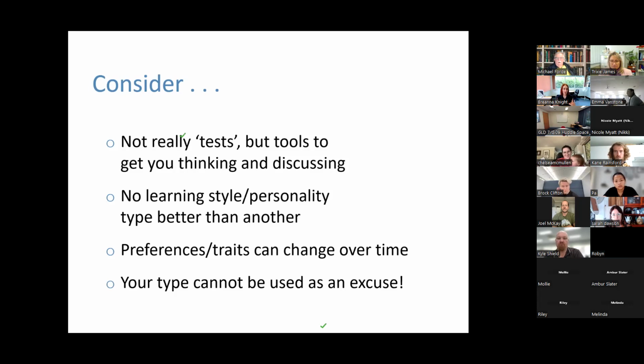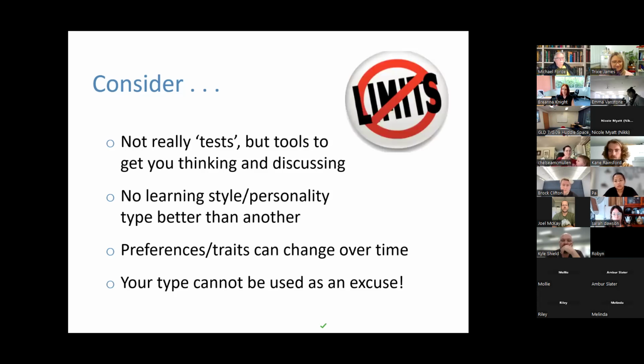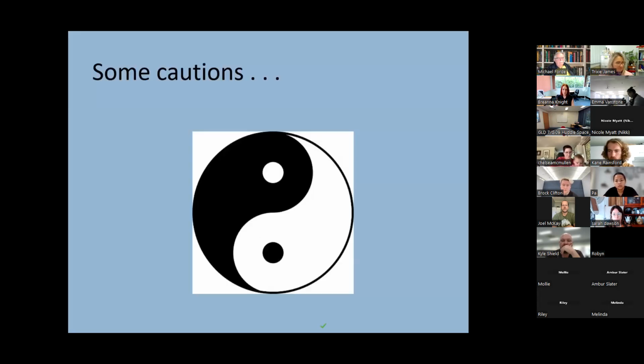Obviously, it's nice to know that there might be different tools out there to help you. It might be like, okay, right, I'm more of a visual learner, I need to myself go out and find more visual ways to understand things. So it's a tool for you to use, not an excuse. So there are a few of the limits.